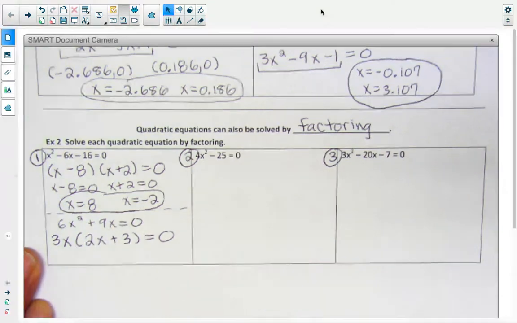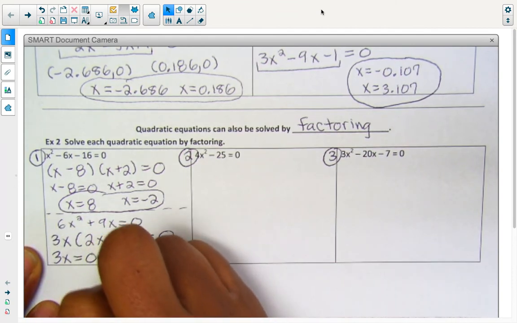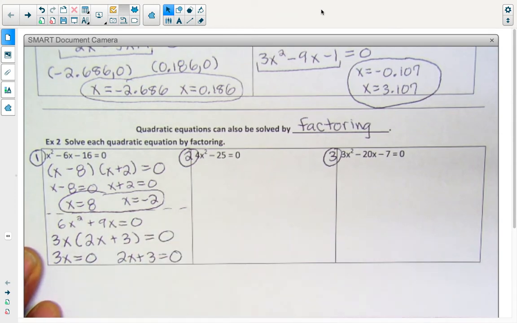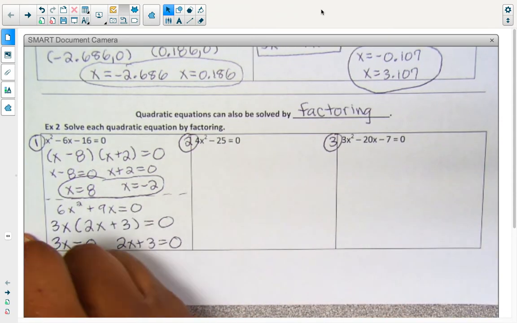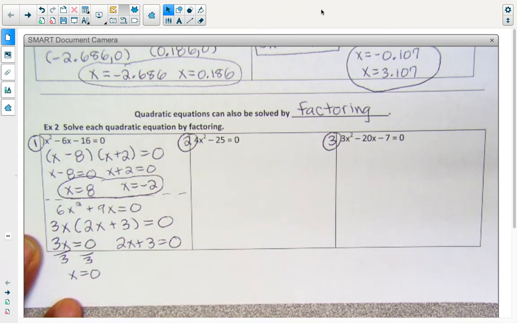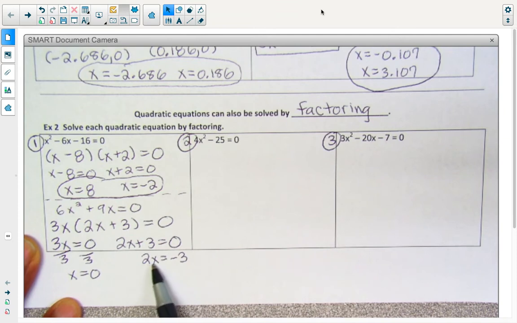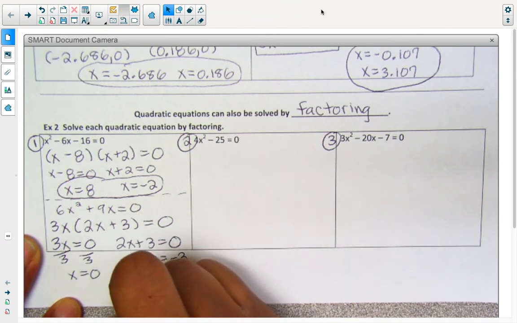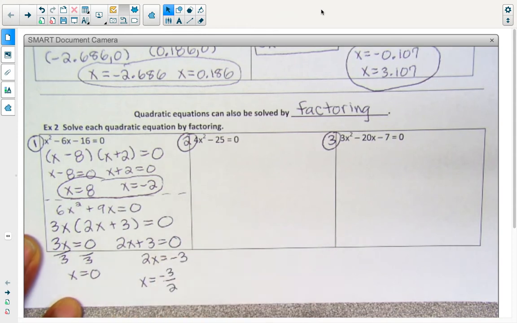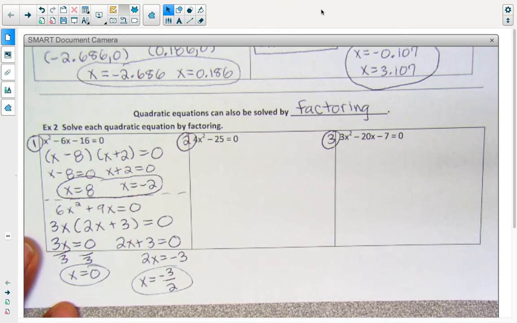Now you set each factor equal to 0. So 3x equals 0, and 2x plus 3 equals 0. You go through and you solve each one. The opposite of multiplying by 3 is to divide both sides by 3. So I got x equals 0. Over here, I am going to do a step in my head. I'm going to subtract 3 from both sides. So that gives me 2x equals negative 3. And the opposite of multiplying by 2 is to divide by 2. We get negative 3 halves. So our 2 solutions are 0 and negative 3 halves. Those are our 2 answers.